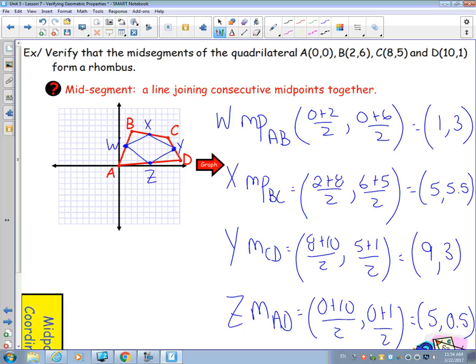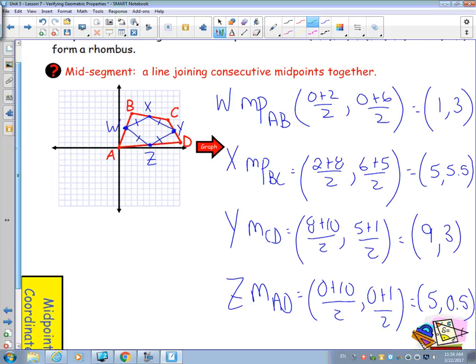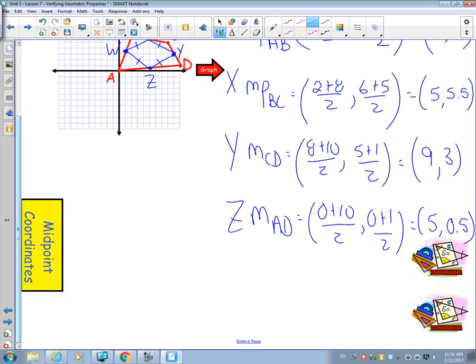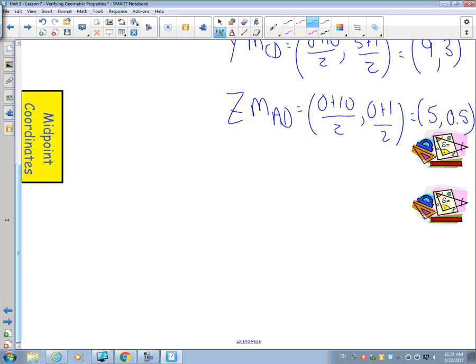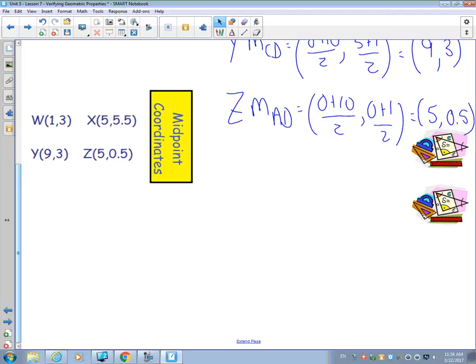What do I need to do to prove something's a rhombus? I need to know 4 slopes, and so there's no perpendiculars, and 4 distances, and so they're all the same. That's the proof of a rhombus. So I need 4 more pieces of information now. Let's try doing our slopes first. I wrote them down here, same points, so it's easier for me to see.